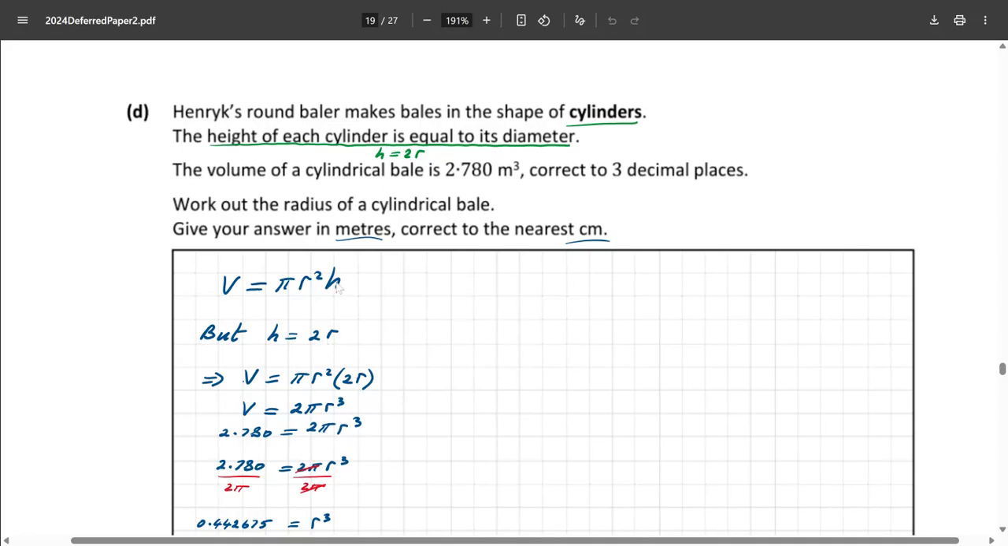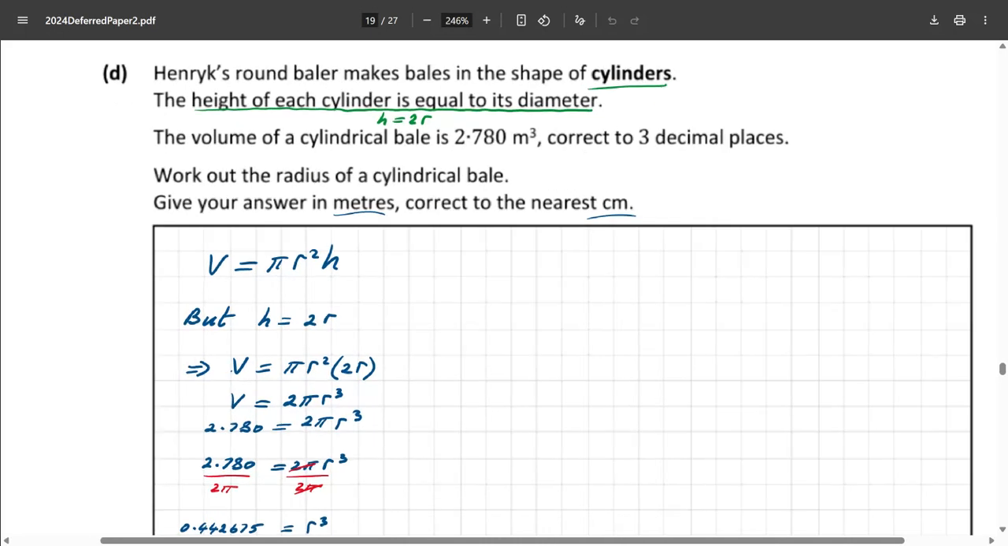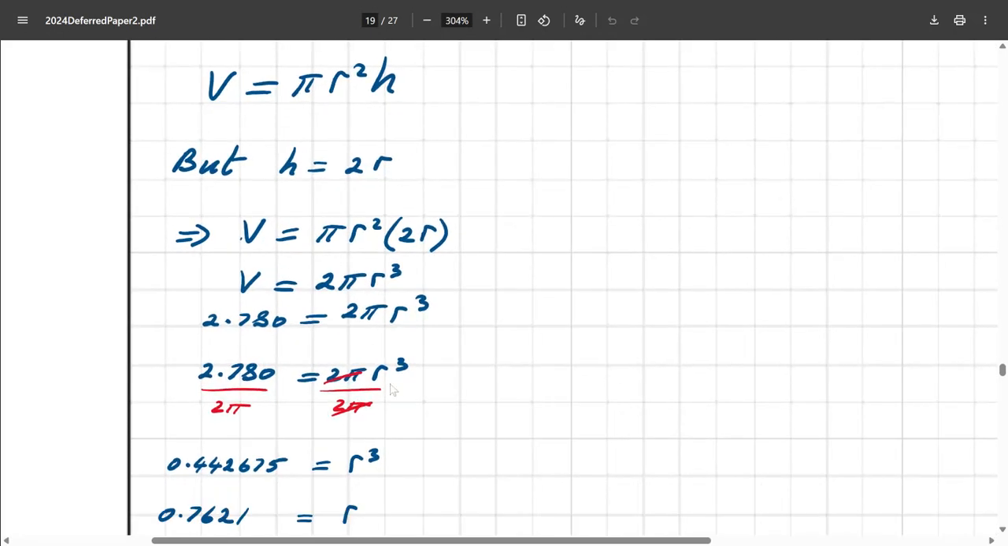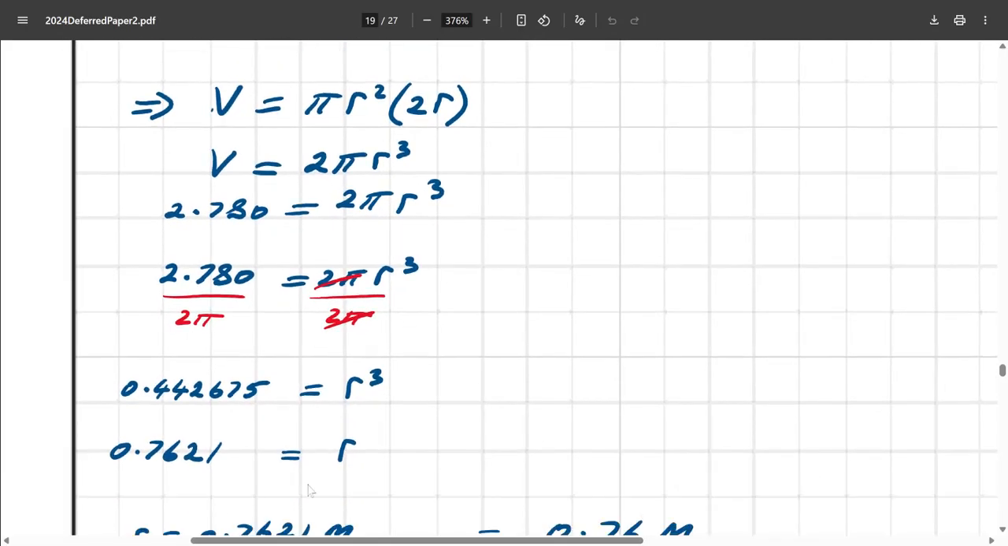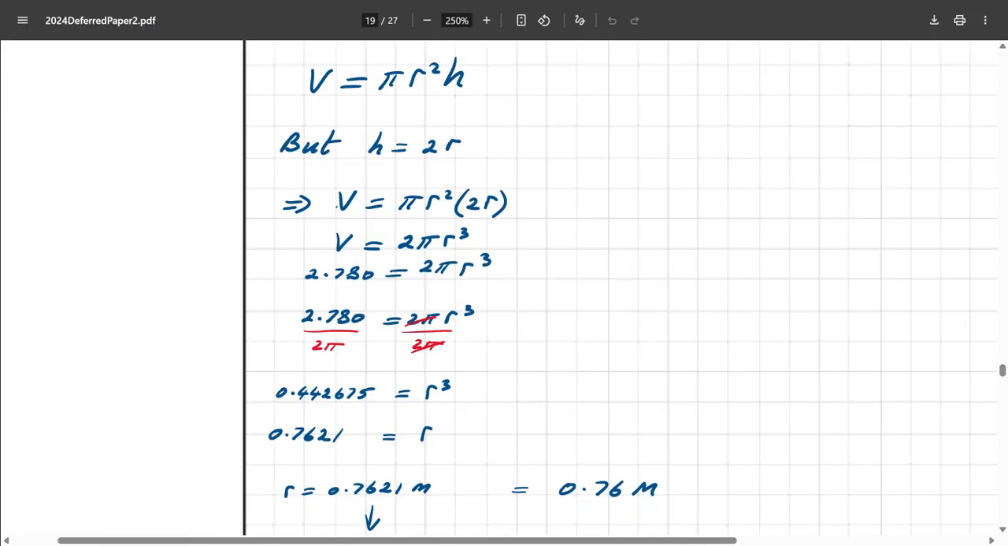We can sub it in there for h, and you get this formula. V equals 2 pi r cubed. What's the advantage of that? Well, again, there are 2 unknowns there. But if you sub in h, there's only one unknown, r, to worry about. And we can handle that. We're given the answer, 2.78. Now we can just divide both sides by 2 pi to get r cubed on its own. And you get r on its own, 0.7621. So that's your answer, that's your radius, 0.7621.